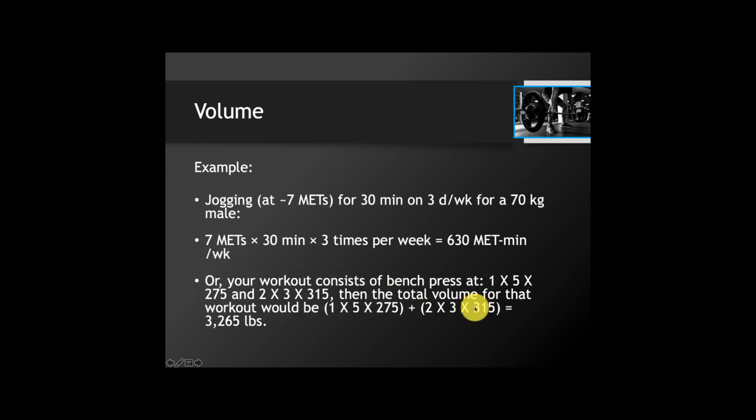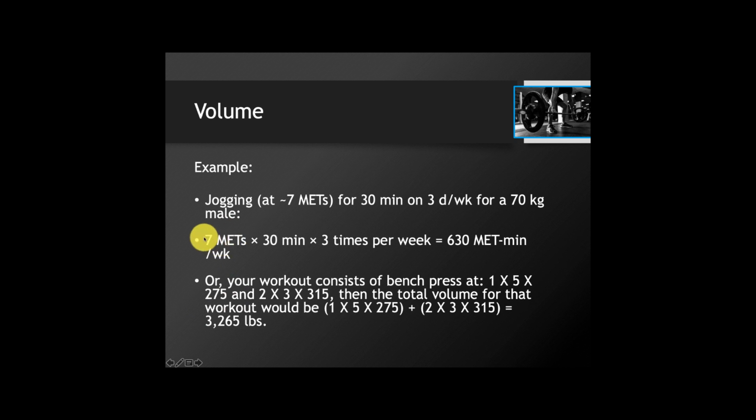Okay, so we keep 275, and we keep 315, and let's say we want to alter the sets. So instead of doing 1 set, we do 3. So we do 3 sets, 5 reps at 275, okay? And let's say we take this and we make it 3, so we do 3 sets, 3 reps at 315. Just by altering those variables, which are the sets, would change this substantially as well, all right?